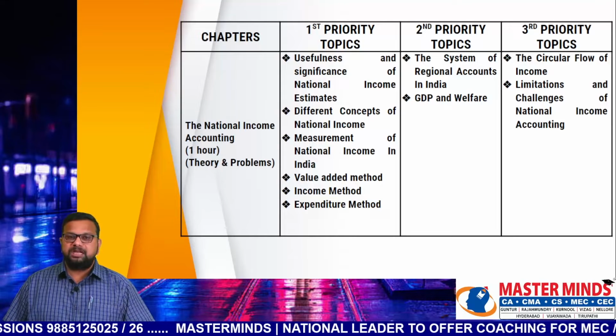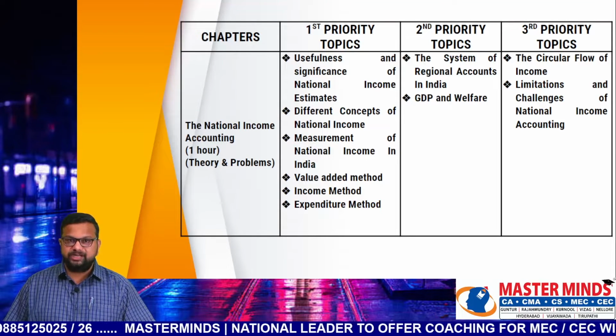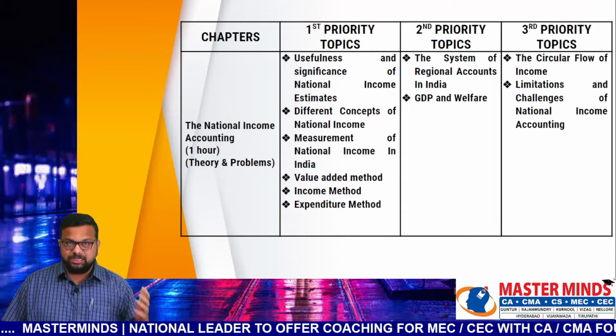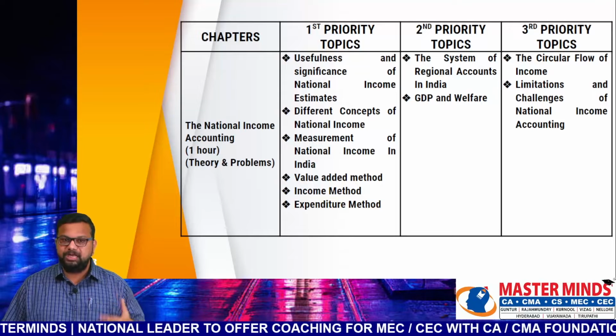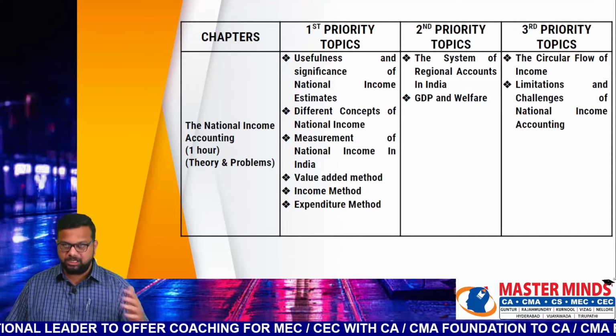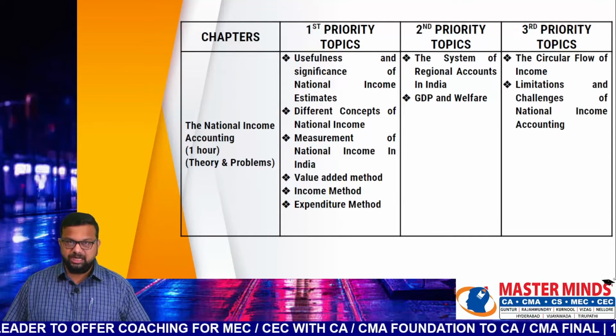What are the topics covered in the first priority? Usefulness and significance of national income estimates, different concepts of national income, measurement of national income in India, the value added method, the expenditure method, and the income method, and different types of methods. Next, second priority: the system of regional accounts in India, and GDP and welfare.